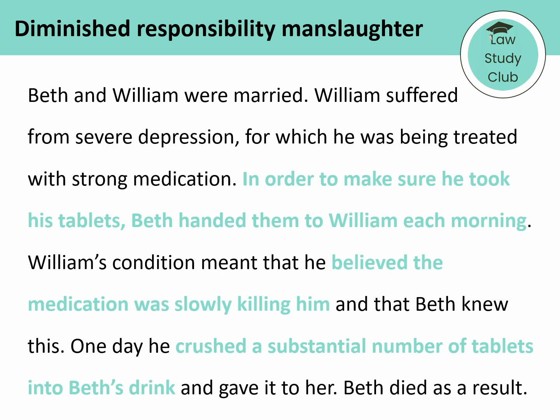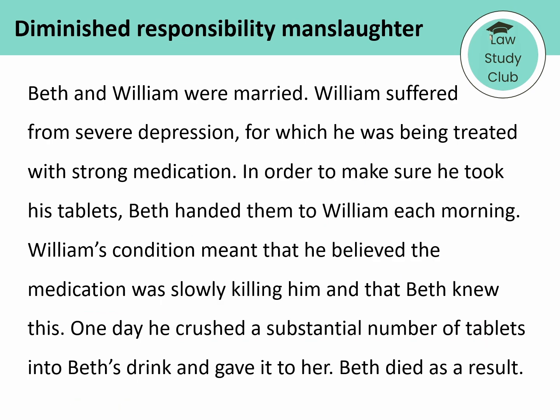Finally, we just need to check for a causal link between William's abnormal mental functioning and the killing, which is clearly established by the fact that the killing of Beth is in direct response to, and in a similar way to, the way in which he believes Beth is trying to kill him. So William's defence of diminished responsibility would be successful.